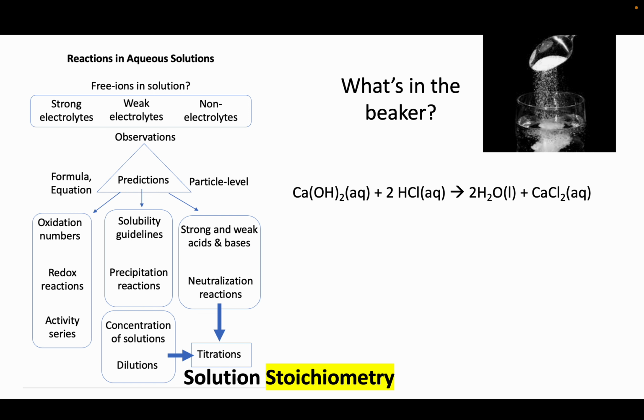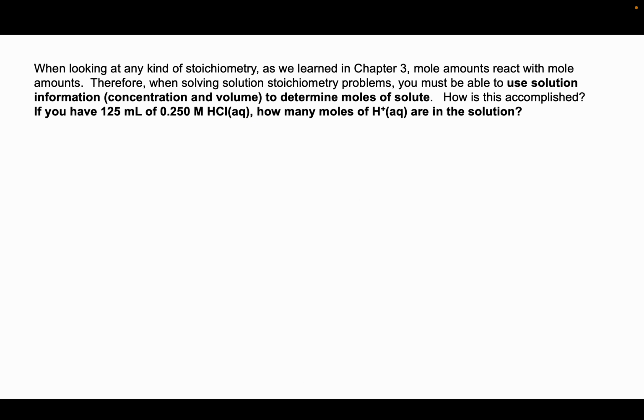we have to be beginning with a balanced equation. The solution part, solution information includes concentration and volume. By combining concentration and volume, we can determine the number of moles. When looking at any kind of stoichiometry, as we learned in chapter 3, mole amounts react with mole amounts. Therefore, when solution stoichiometry problems are involved, we have to be able to take concentration and volume to determine number of moles.